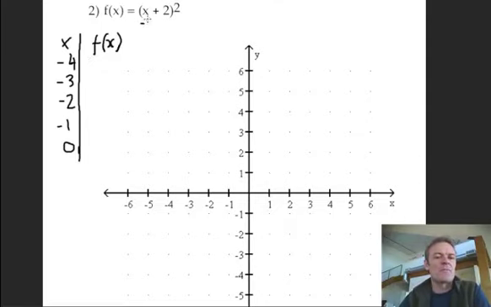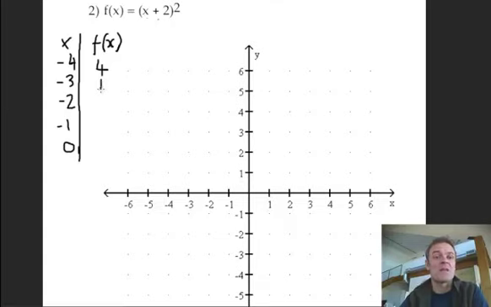Right, negative 4. If I put negative 4 here, what's negative 4 plus 2? That's negative 2. What's negative 2 squared? It's 4. Okay? Right. How about when x is negative 3? So negative 3 plus 2, that's negative 1. When you square it, you get positive 1.